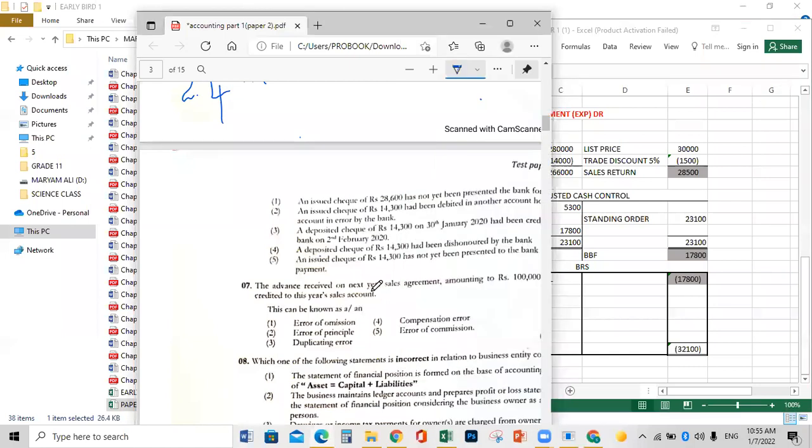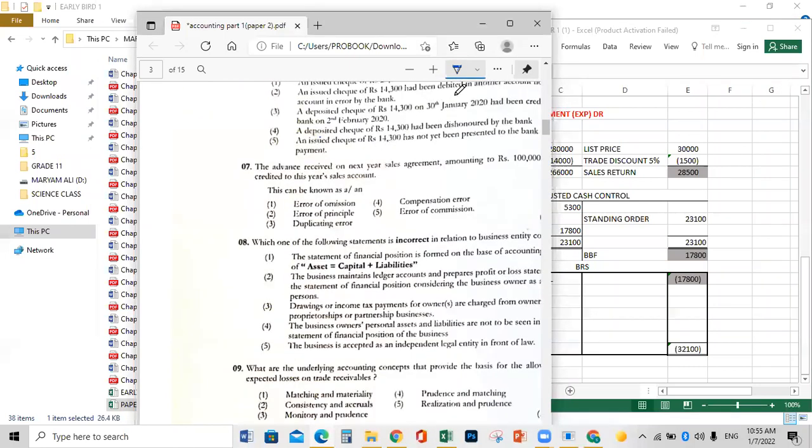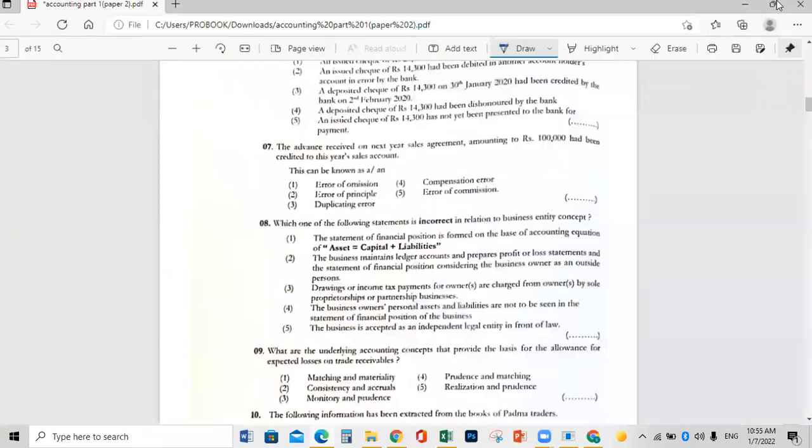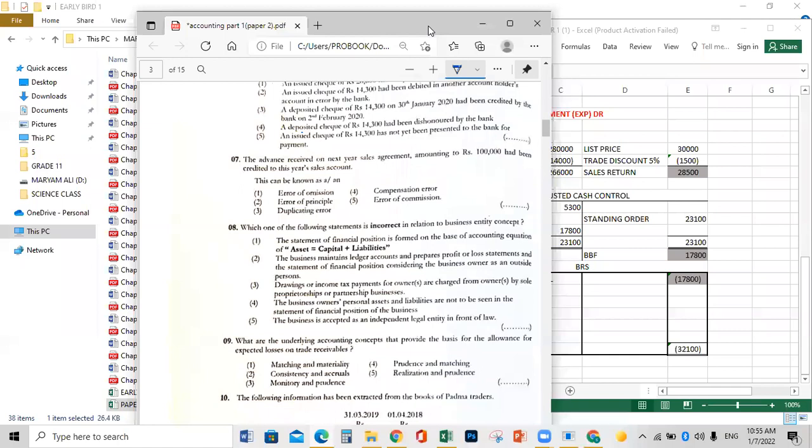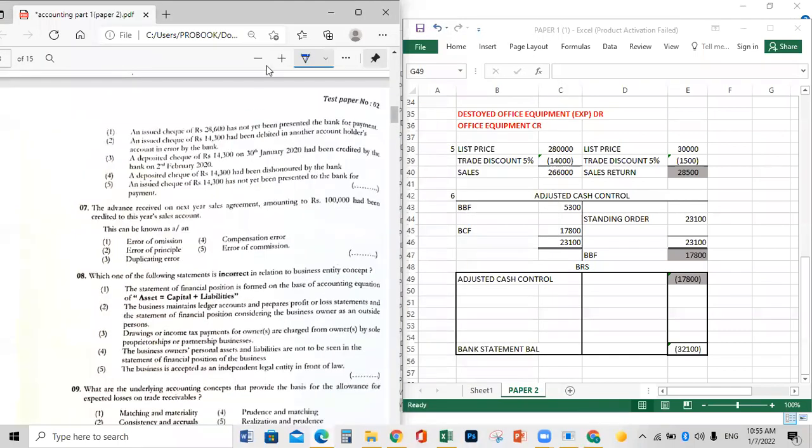Now, both are overdraft balances, okay? The problem is both have different values. So they are asking you what would be the reason for the difference between those overdraft balances. For that, you have to take the answers they have given, put them in one by one, and check what would be the correct reason. Okay, so question number 6.